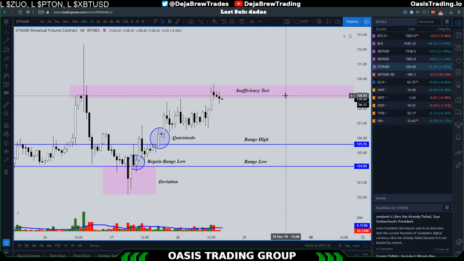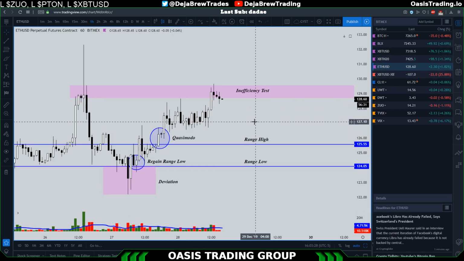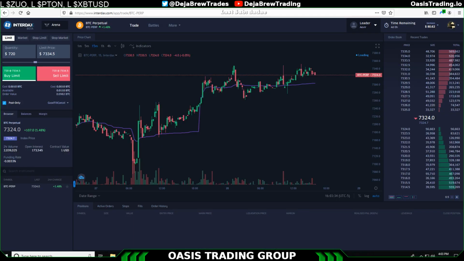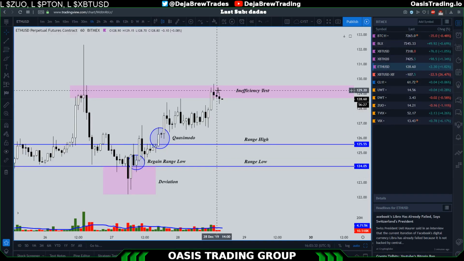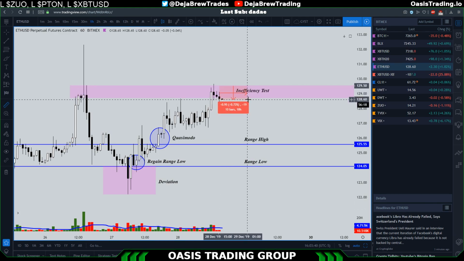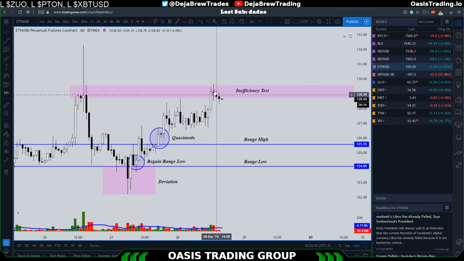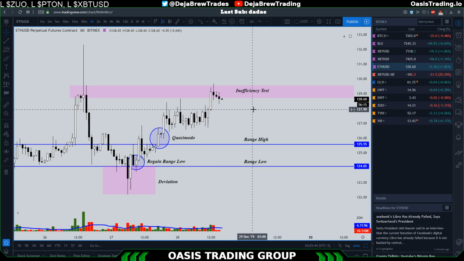What's Ethereum doing? It sucks we can't trade Ethereum on the competition, because Ethereum would be a good short. Ethereum gave you basically a picture perfect short. It's already almost down 1% from the high.